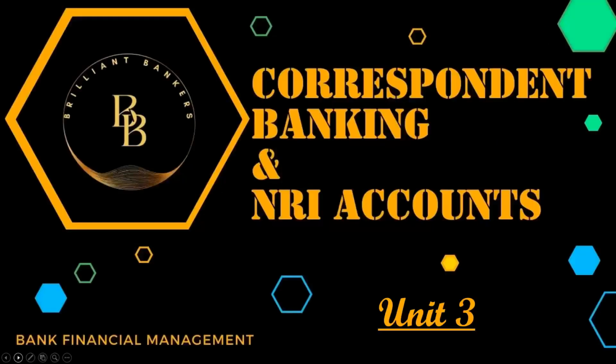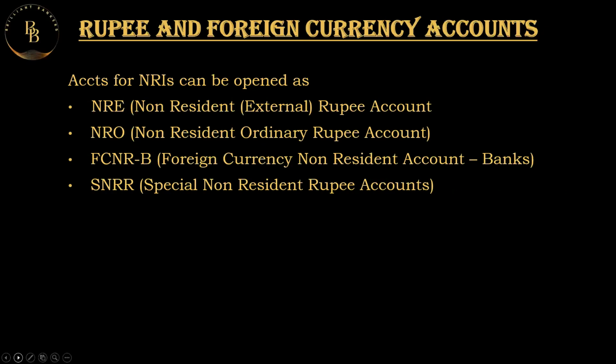Today, we will be going through part 2 of Unit 3 in Correspondent Banking and NRI accounts. So what are the different types of accounts that can be opened by an NRI or an OCI? They can be classified into 4 types: NRE, NRO, FCNR, and SNRR accounts.